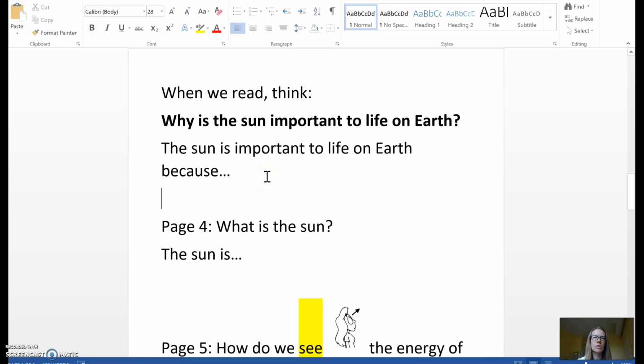Did you talk about water? Did you talk about weather? Heat? Light? Plants? Animals? Animals eat the plants. People eat plants and animals. All of those reasons, water, weather, heat, and light, those are all things that you can talk about to explain why the sun is important to life on Earth.